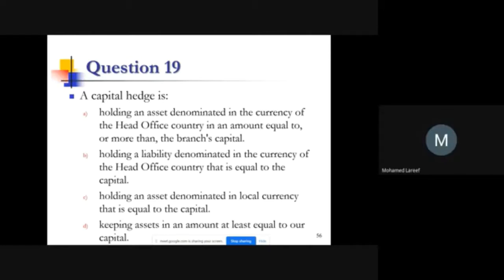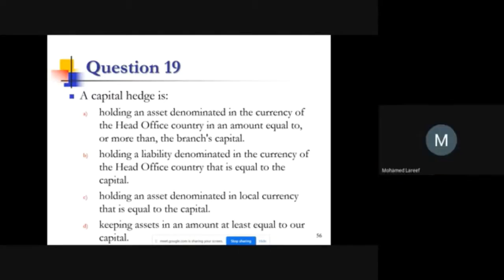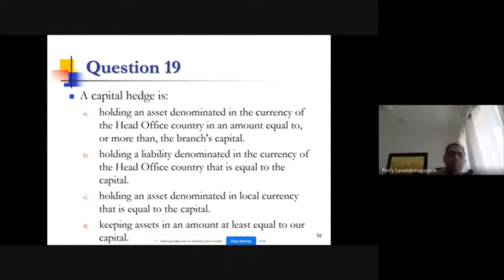So D, sir. B or D? Sorry, I didn't hear you. D. Keeping asset. Okay. Is it A? Computer got stuck, sorry. Let's see. Holding an asset denominated in the currency of the head office country in an amount equal to or more than the branch's capital.